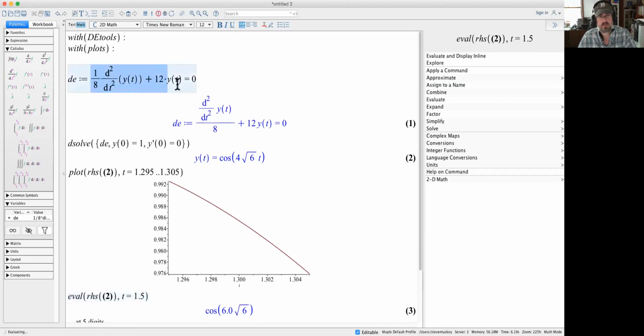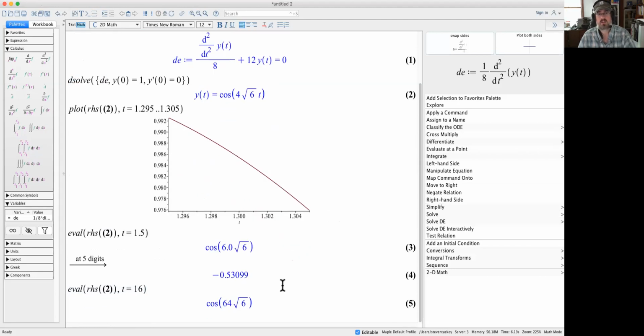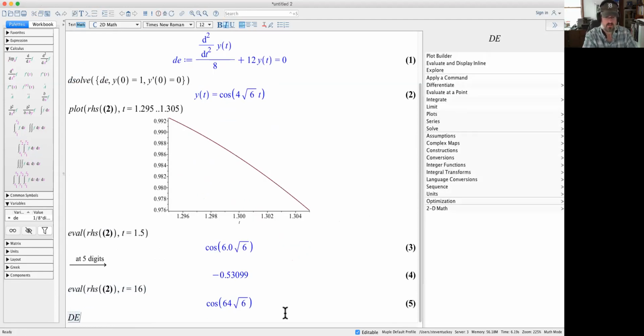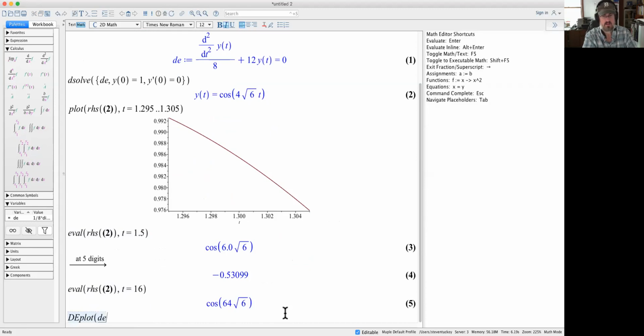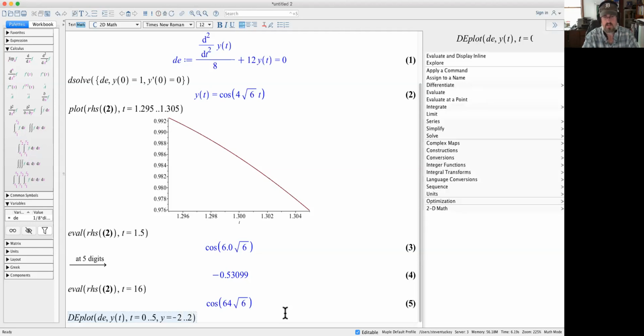Well, I've got one. We have our differential equation up here, right? What happens if I ask Maple to give me a DE plot of that differential equation? And I know my dependent variable is y of t. And we could go from t equals 0 to 5 or something like that. And we could have y go from -2 to +2. If that's all I did, I just want to make a DE plot, and I hit enter right now, what do you think Maple's going to say?